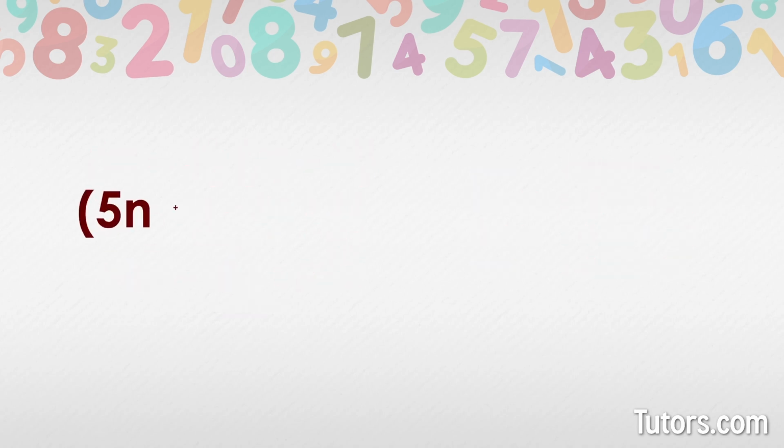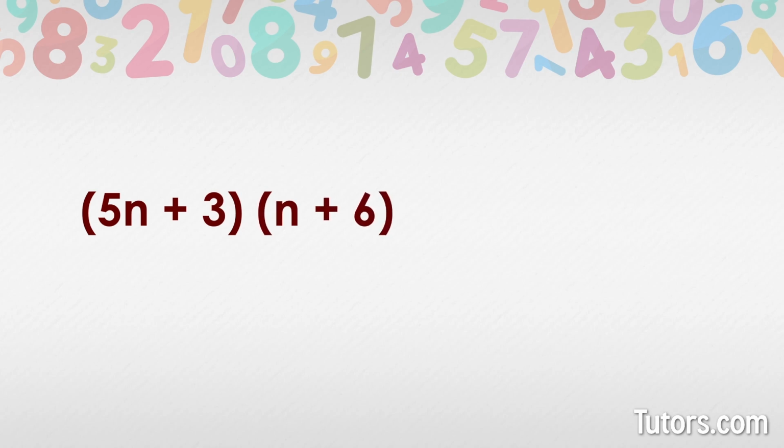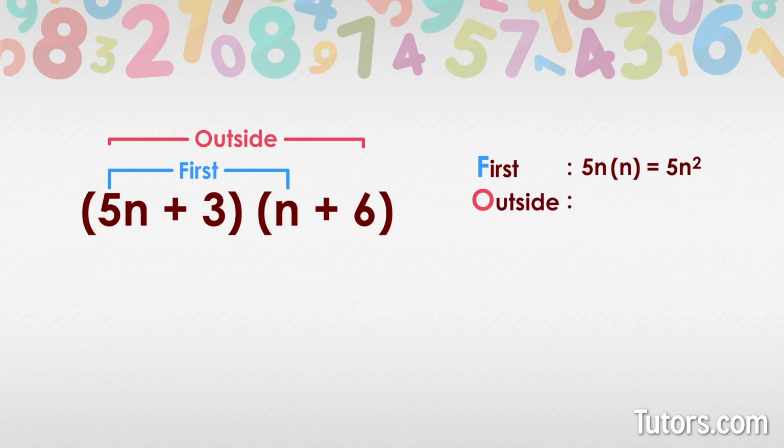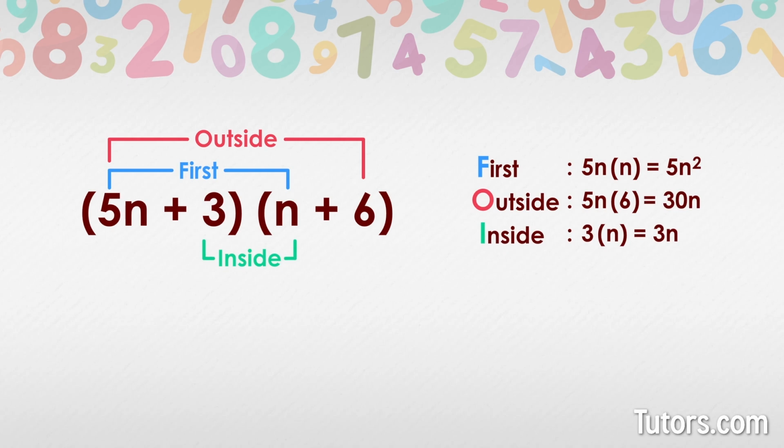Now let's use the FOIL method to solve this equation. First, 5n times n equals 5n squared. Outside, 5n times 6 equals 30n. Inside, 3 times n equals 3n. Last, 3 times 6 equals 18.